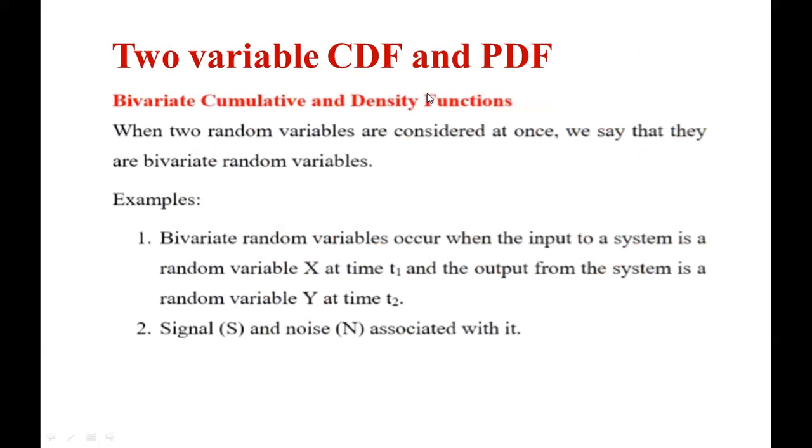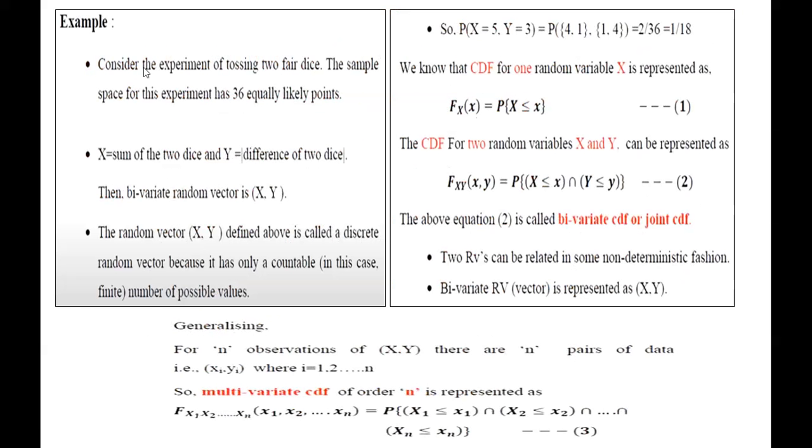We know that the CDF for one random variable X is represented by capital F of x with subscript capital X, which is equal to the probability of random variable X less than or equal to small x, which we have studied in module 1 for a single random variable. The similar formula will be used for two random variables. Just note the differences in writing it.